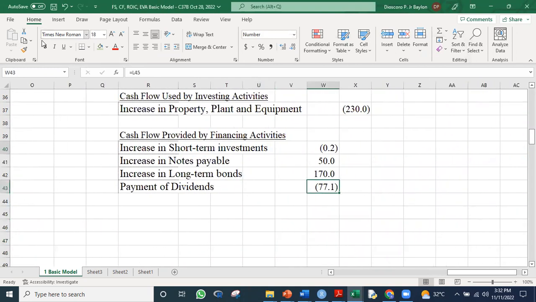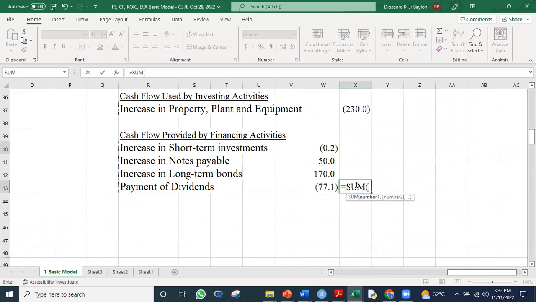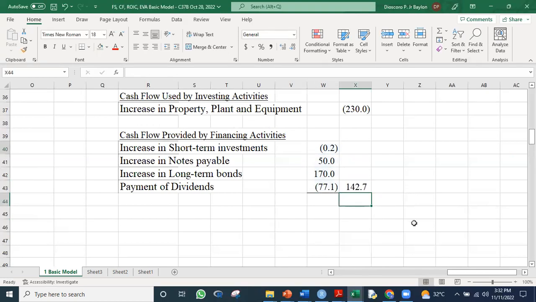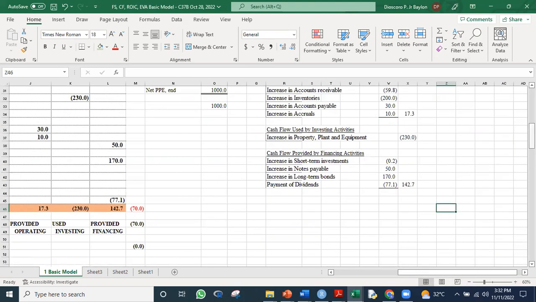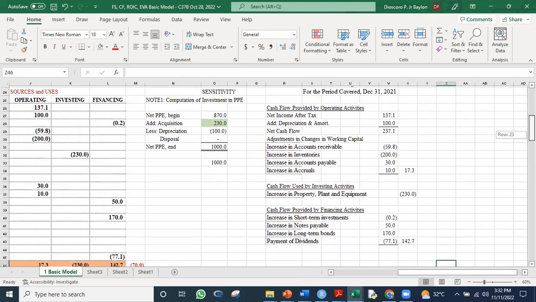All right, then we add this. It's equal to sum. It should give us the total for financing. All right. Let me give you a few seconds to update your statement of cash flows. If you're done, kindly chat clear, please.